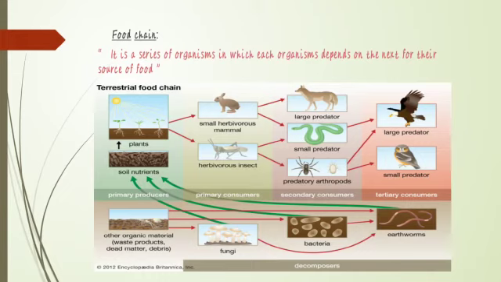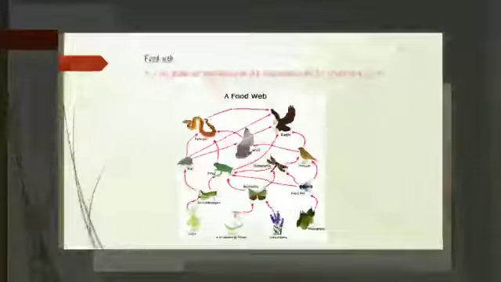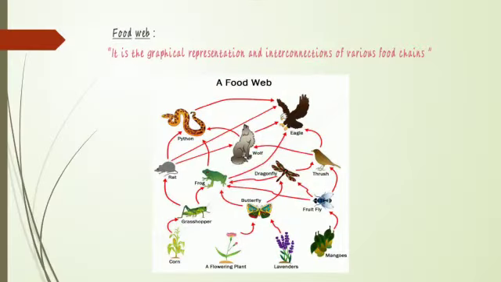What is food chain? It is a series of organisms in which each organism depends on the next for their source of food. As you can see, the sequence of organisms that depend on one another for their food. Food web. It is the graphical representation and interconnections of various food chains. As you can see in the picture, one organism depends upon one or more organisms for the source of their food.